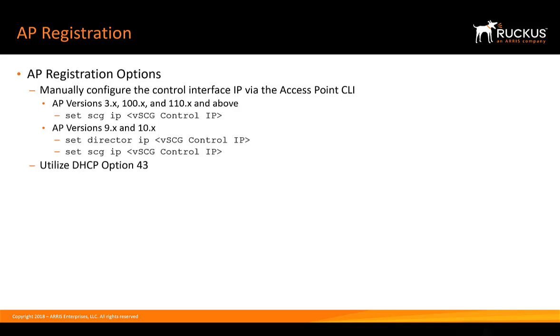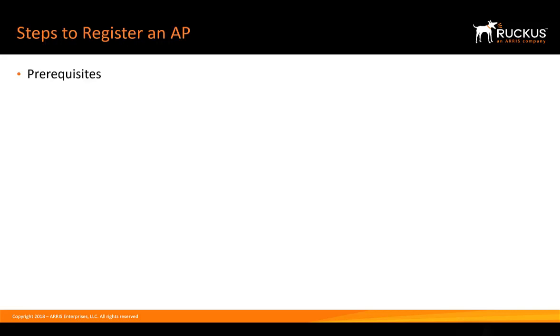Another option we can utilize is DHCP option 43. Finally, we can use DNS resolution as well. Some prerequisites that we need to look at before we register the access point. The access point in SmartZone must be able to communicate directly. This means that we need to verify that there's no access lists or firewall rules that's preventing this traffic.